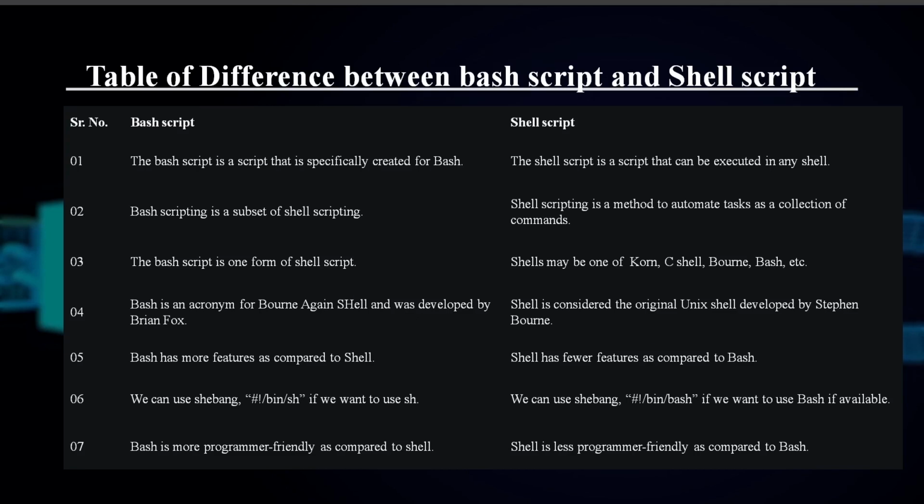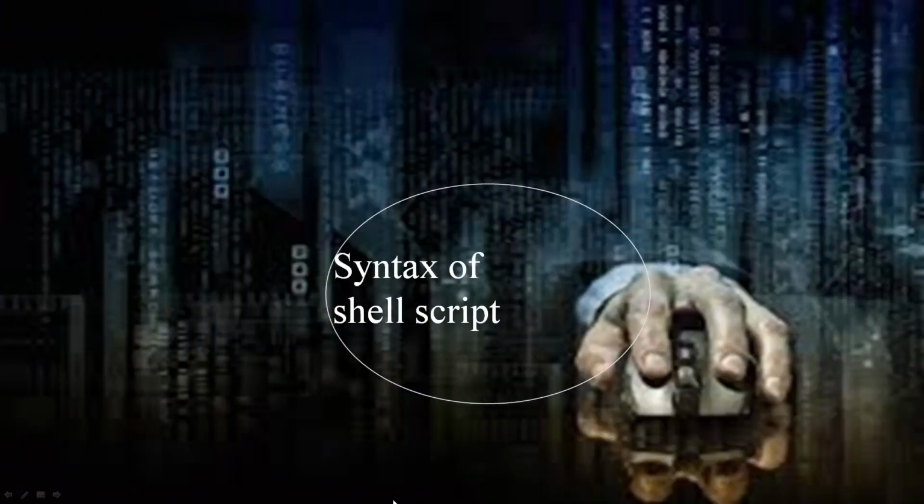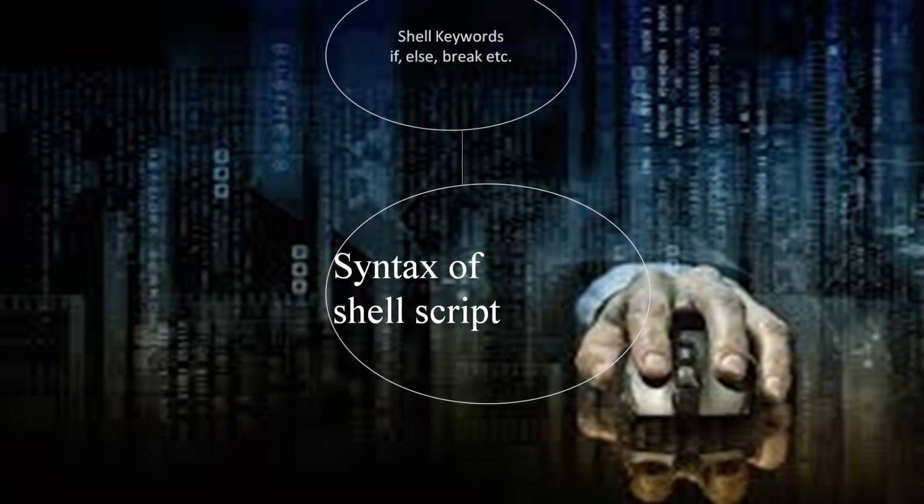So there are different structures and behaviors between bash scripting and shell scripting. The major thing is that bash scripting is a subset of shell scripting, since shell scripting can be Korn, C shell, Korn, or bash, like shebang constructions. The syntax of shell script: we can use if else, break, we can use control statements like if then else, and also commands like cd, ls, echo, passwd, touch.